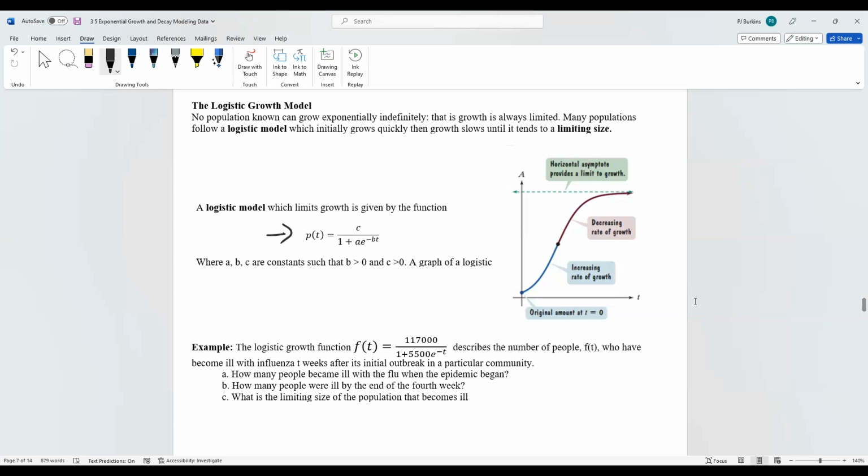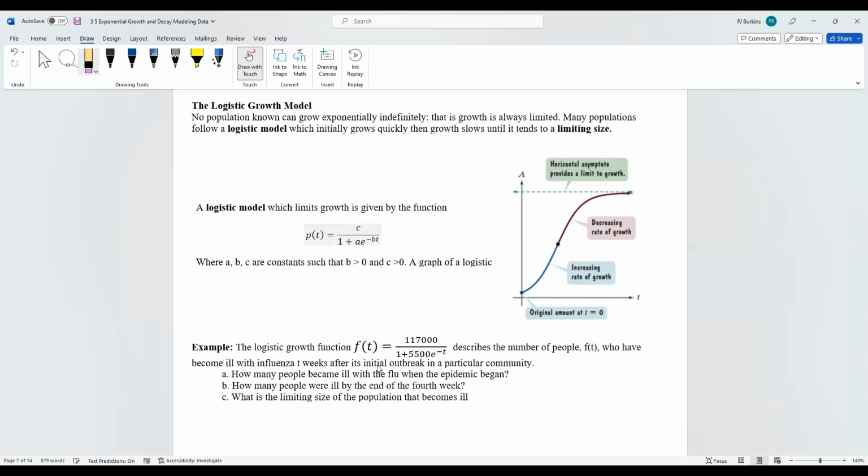A, B, C are constants. B and C both have to be positive. And if we would like to see what a graph of this sort of thing would look like, we can see that here on the right. Initially, the thing follows a very exponential curve, but at some point it has to change its pace and start to decrease in the rate of growth. Eventually, it's going to reach an asymptote, or try to reach an asymptote. It can't go past that point.